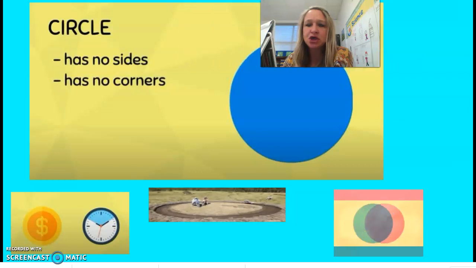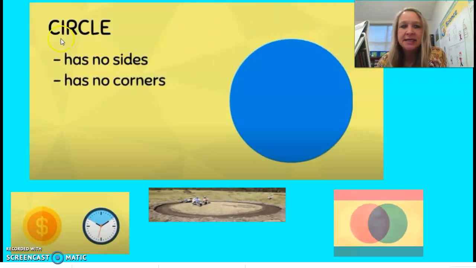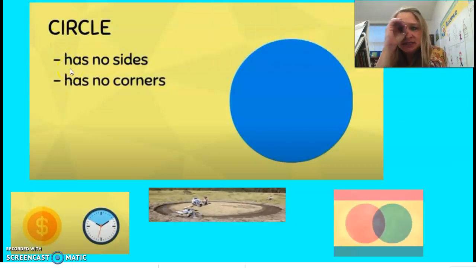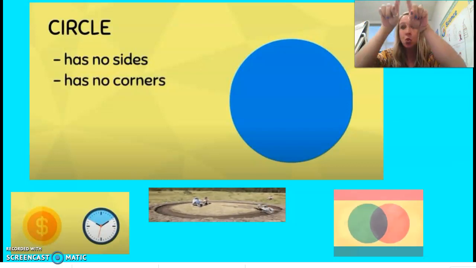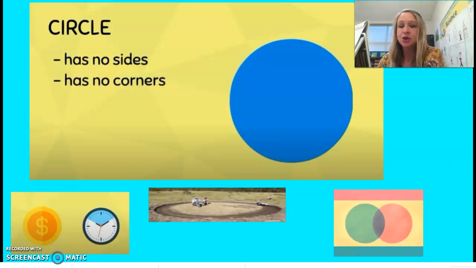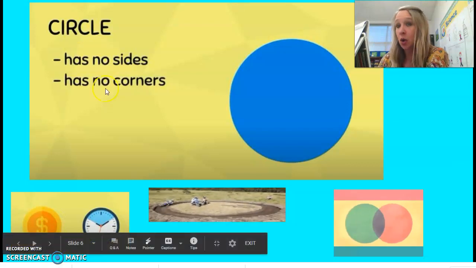Now we have a circle. Say circle. A circle has 0 sides. It has 0 corners. It's round. Okay, everybody go round. A circle is round like a coin.